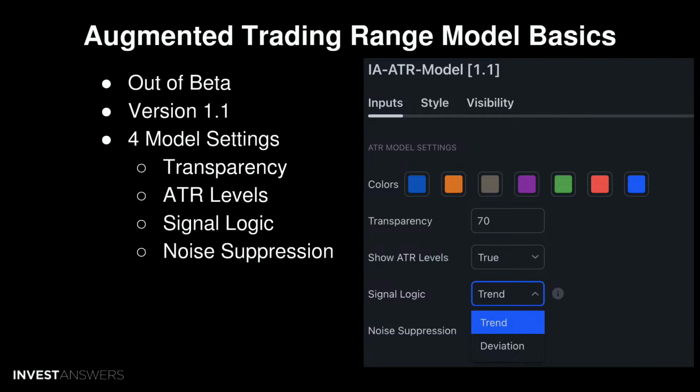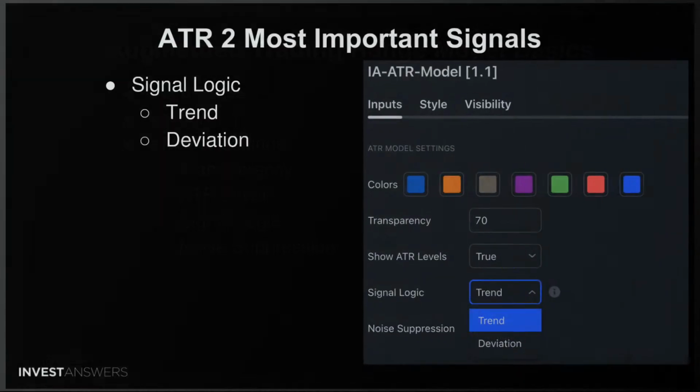I also recommend dark screen mode in your TradingView. Just search how to do it. It's a very simple little button on the top left corner. Also, signal logic is trend and deviation. I'll go into detail on exactly what that means. And then noise suppression, if you feel like you're getting too many signals.